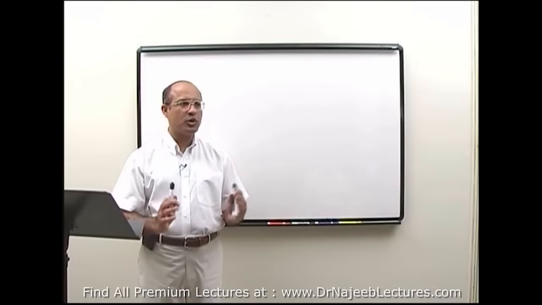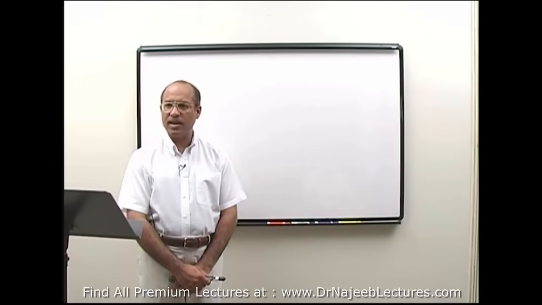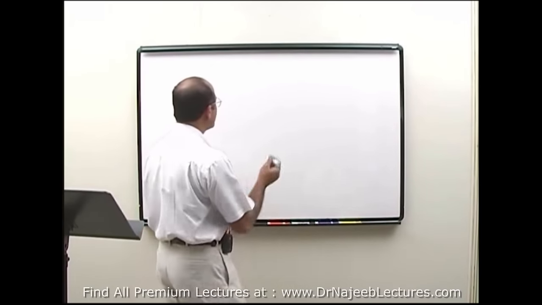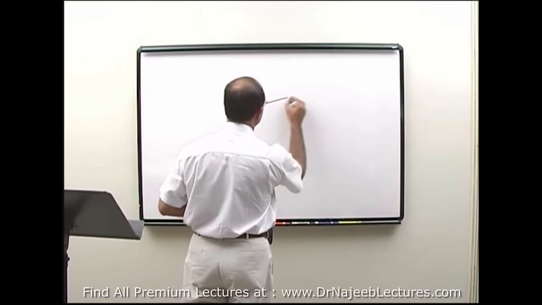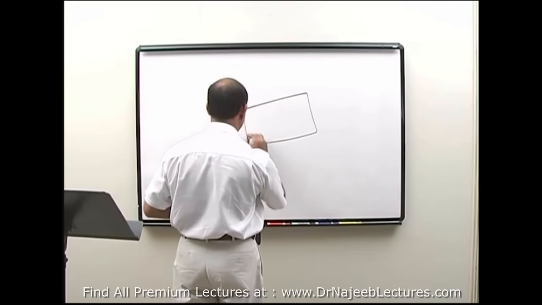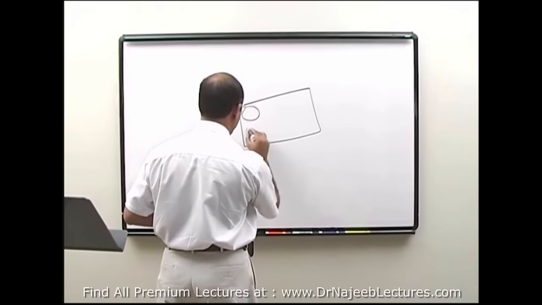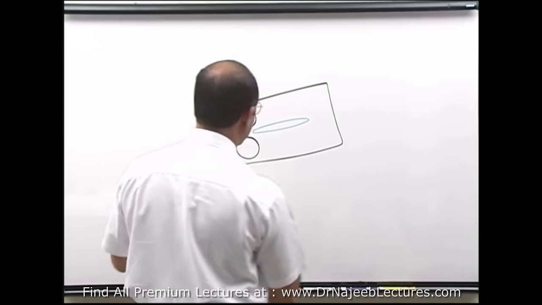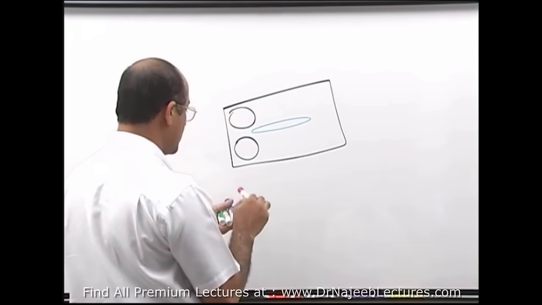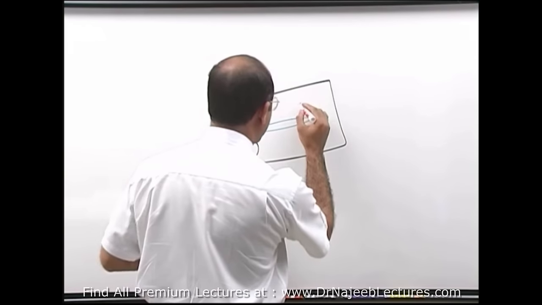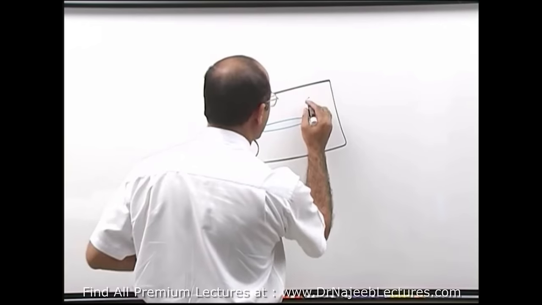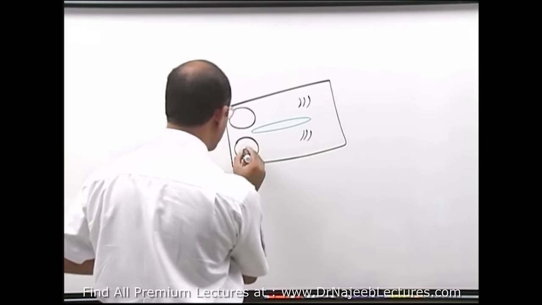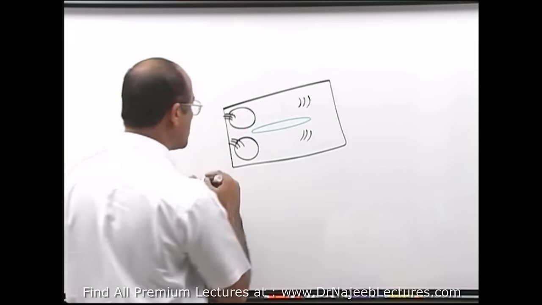Now we will do a little review of important functions of the hypothalamus. And after that, we will discuss in detail the connections of the hypothalamus. Let's suppose here is your hypothalamus. Here are your mammillary bodies. Here is your third ventricle, and fornix coming in, and mammillothalamic tract going out.